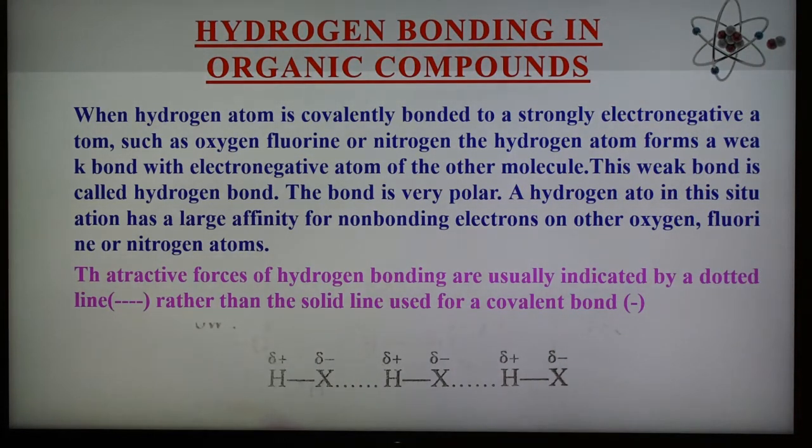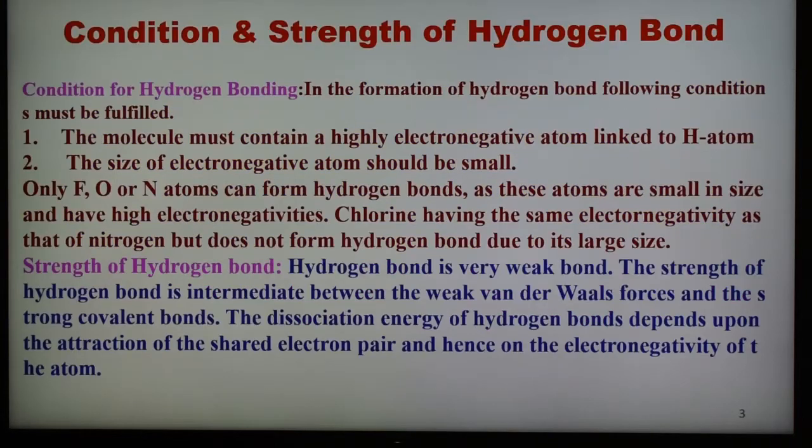In this way the bond is formed between these two atoms. One is hydrogen and the second is an electronegative element. So X is the electronegative element here, and therefore it has a negative charge and hydrogen has a positive charge. So this is the hydrogen bond, and generally there are some certain conditions also for this and the strength of the hydrogen bond.